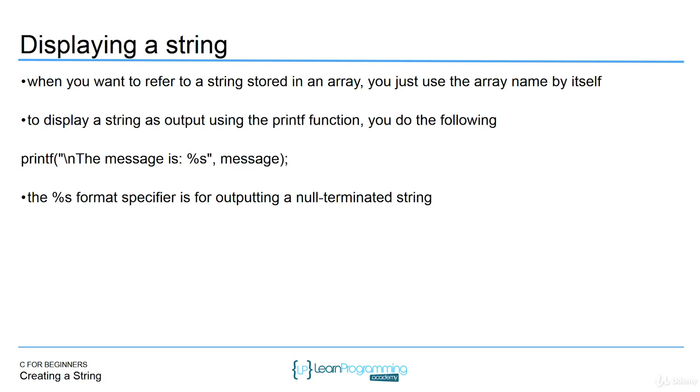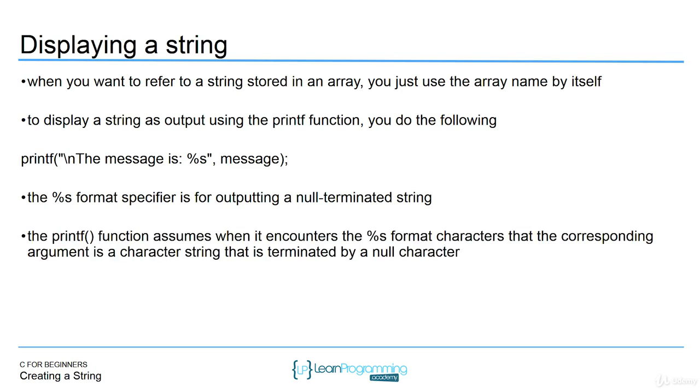So however you initialize the string, whether you did it with no size and the null terminator was automatically added, or you created it with a specific size and added it, or you added it explicitly, it doesn't matter. It just has to be null terminated. The printf function assumes, when it encounters the %s format specifier, that the corresponding argument is a character string that is terminated by a null character. That's what it expects, so it has to be that way.